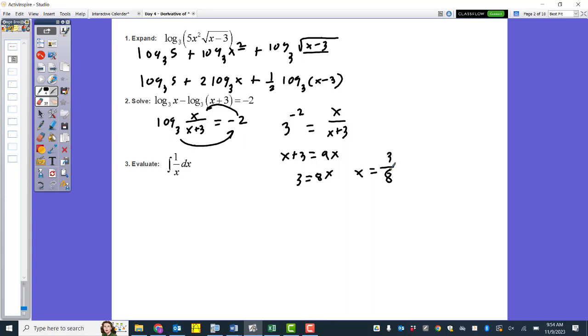The one thing we have to make sure of when we solve is we have to plug it back in to the original x's to make sure we don't have a negative inside the log, because you can't do log of negative. The last one is this one right here, evaluating the integral of 1 over x. And we'll come back to this one in a bit, because it doesn't work like our normal power rule. We can't just say the integral of x to the negative 1, add 1 to the exponent, and divide by the new exponent, because we end up dividing by 0, and you can't divide by 0.